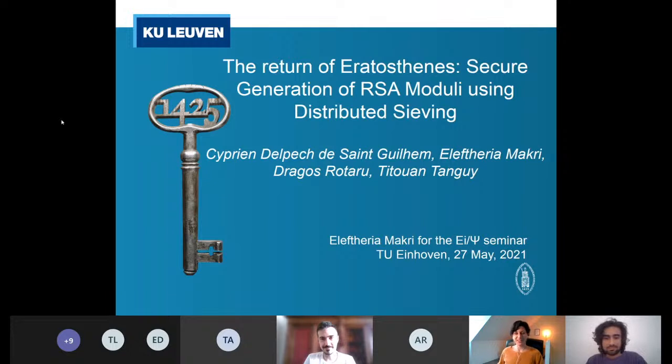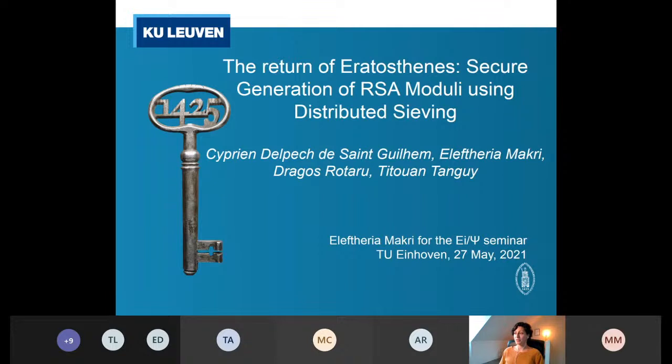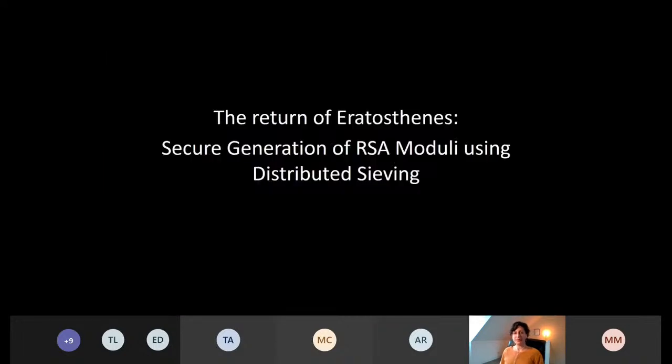Thank you very much for the introduction. As you already said, today I will discuss with you the latest work we did with Cyprian, Dragos and Titouan, entitled, with a very long title, The Return of Eratosthenes: Secure Generation of RSA Moduli Using Distributed Sieving. Given the title already, I would like to start with that and break it down into smaller pieces. So let's start with generation of RSA moduli.